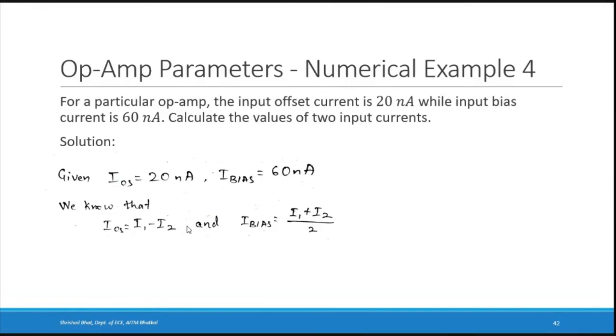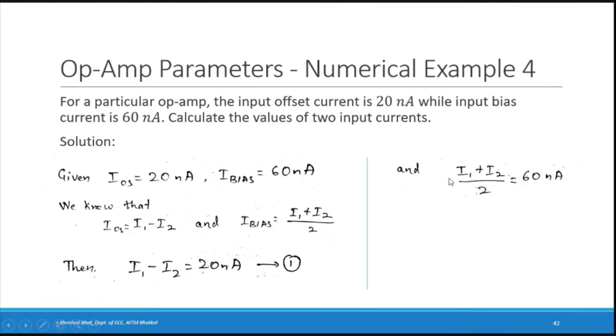Can anyone find it? See, IOS is given as 20 nanoamps. That means I1 minus I2 is 20 nanoamps. Take this as equation number 1. Then it is also given the bias current is 60 nanoamps. That is (I1 plus I2) divided by 2 is 60 nanoamps. That means I1 plus I2, if you take 2 to the other side, will be 120 nanoamps. Take this as equation number 2. So you have two equations: I1 minus I2 is 20 nanoamps, and I1 plus I2 is 120 nanoamps.